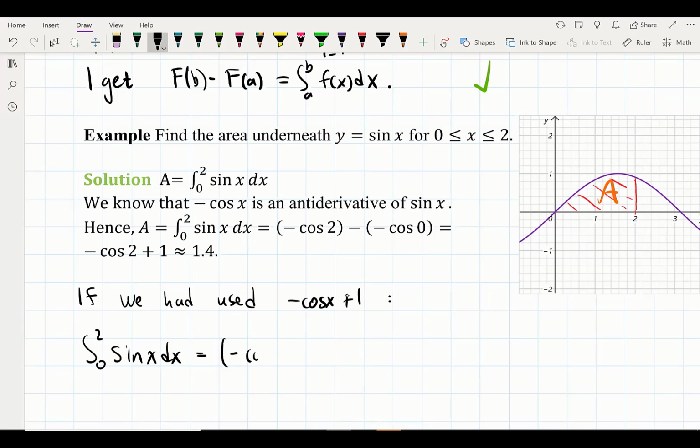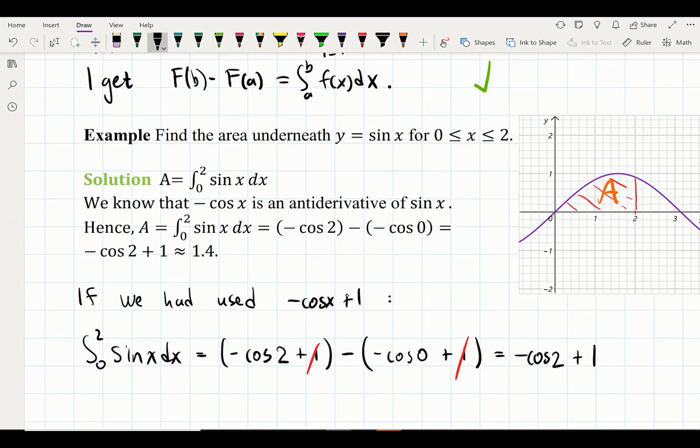I'm going to plug in 2, and then I'm going to subtract the evaluation at 0, and look what happens to the plus 1s. They cancel each other out. And we just get the same answer as before. Negative cos 2 plus 1, which is cosine of 0.